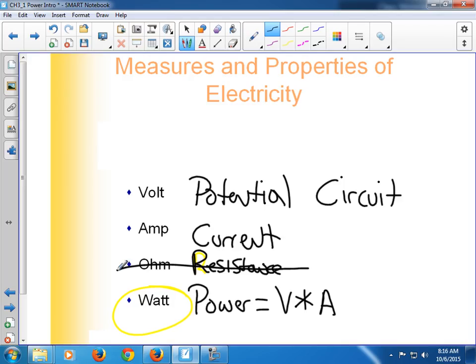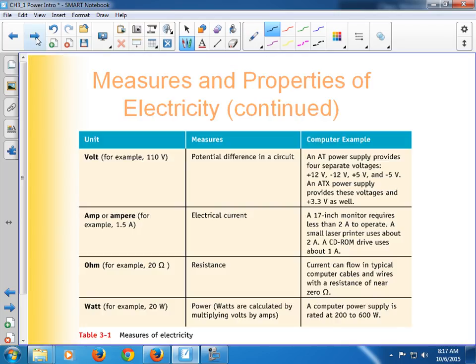It's for Katie Messer. Okay, so anyways, the ones that I'm going to ask you questions on are volts, amps, and watts. Ohms is the other electrical term, and it refers to the resistance in a circuit, and we're not going to be overly concerned with that.